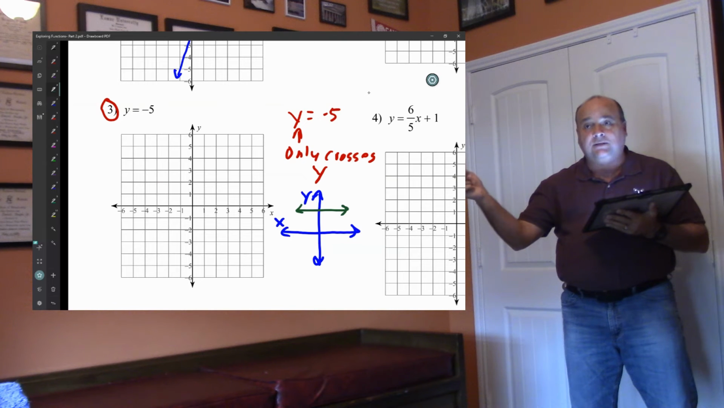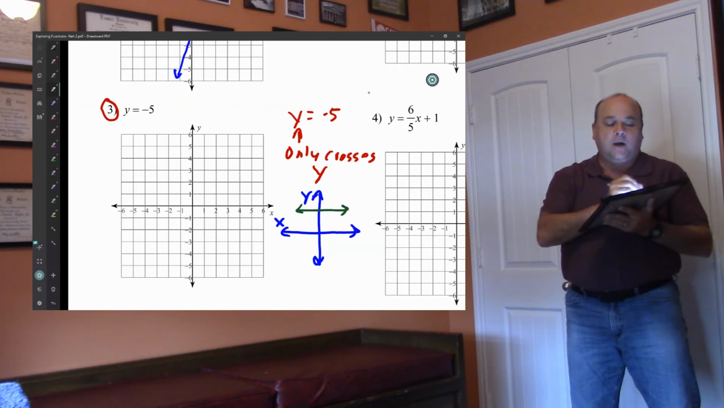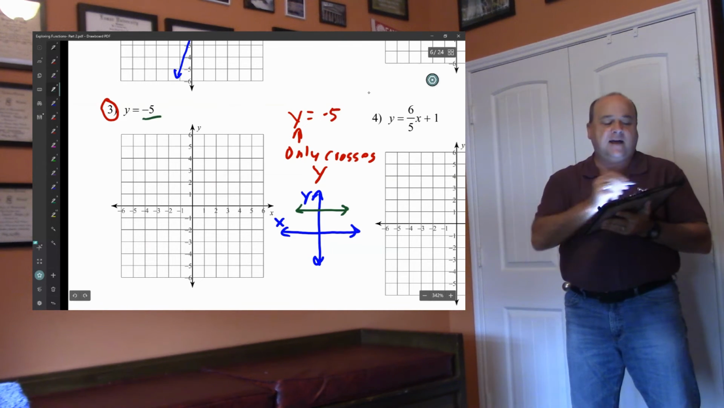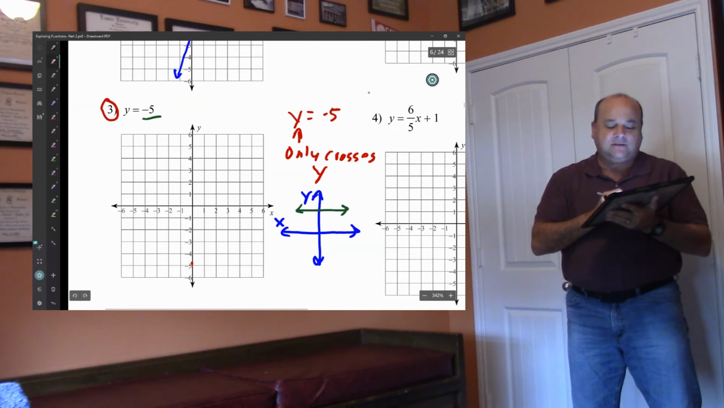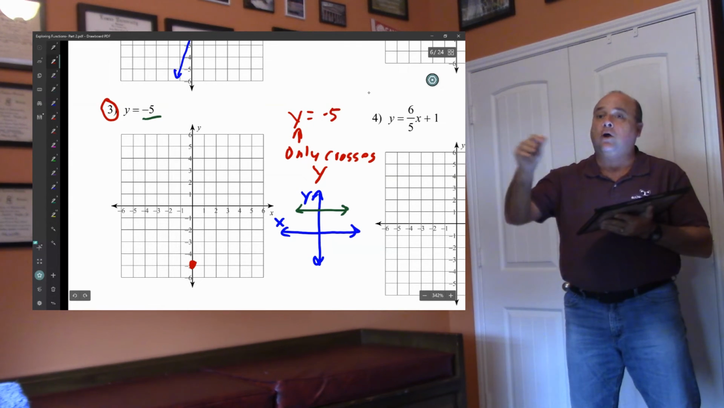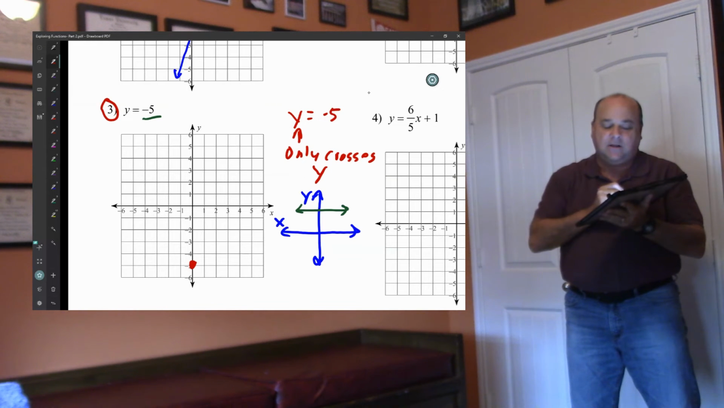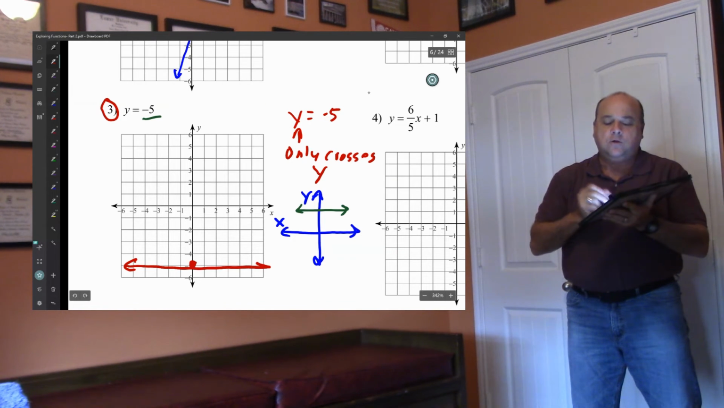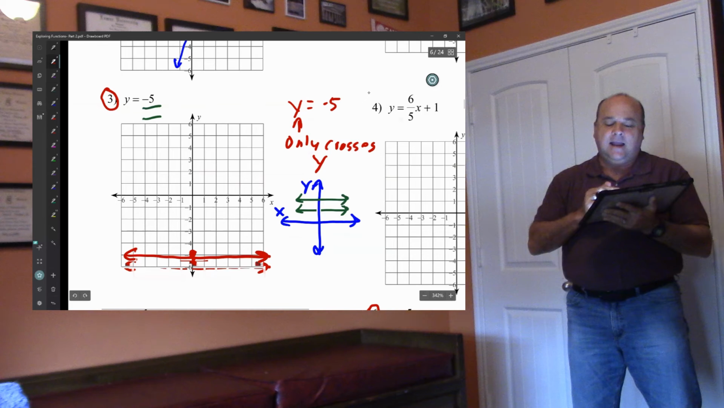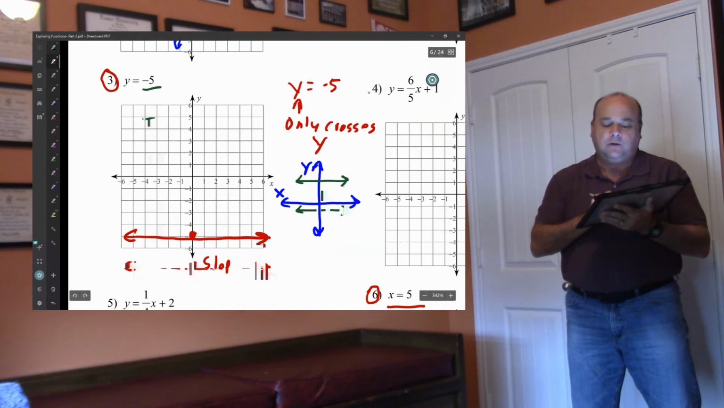And the slope will be 0. So we're going to cross the y-axis where? At negative 5. So put a dot on the y-axis at negative 5. It can't cross x, so it'll be parallel to x. It's going to be a flat line through y equals negative 5, and this has a slope of 0.